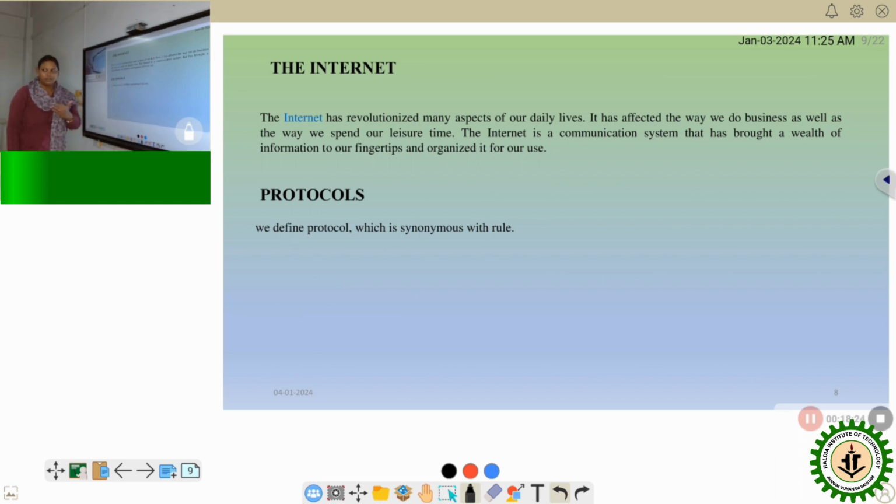Now let us discuss protocols. Protocol is a synonym for some rules. Every time when we communicate or when we transfer data, it requires some set of rules. We obviously follow those rules.